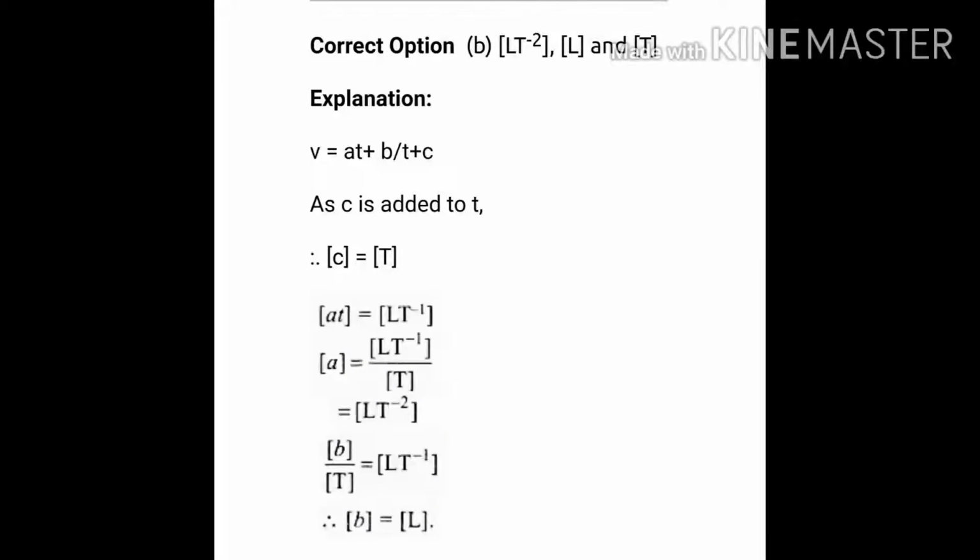The correct option is B: LT power minus 2, L and T. A is equal to LT power minus 2, B is equal to L, C is equal to T. When we equate v is equal to at, we get A is equal to LT power minus 2. When we equate v is equal to b by t, we get B is equal to L. How do we get C? When we add t with c, c will have the same dimension of time. So C is equal to T.